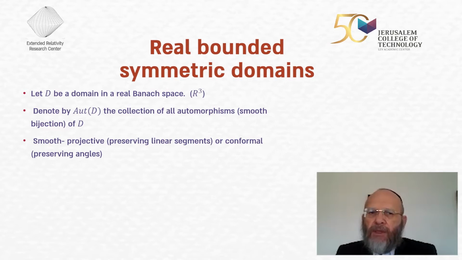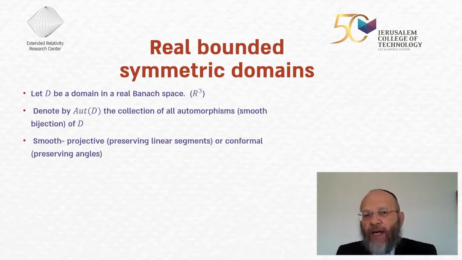What do you mean by smooth? We will use two types of smoothness, either projective, preserving only line segments. That means you have a line segment before the transformation, after the transformation, it will still be a line segment, or conformal, preserving angles. Any geometry mostly discusses line segments and angles. If you preserve both of them, you'll get only trivial transformations, which are not wide enough to define a bounded symmetric domain.